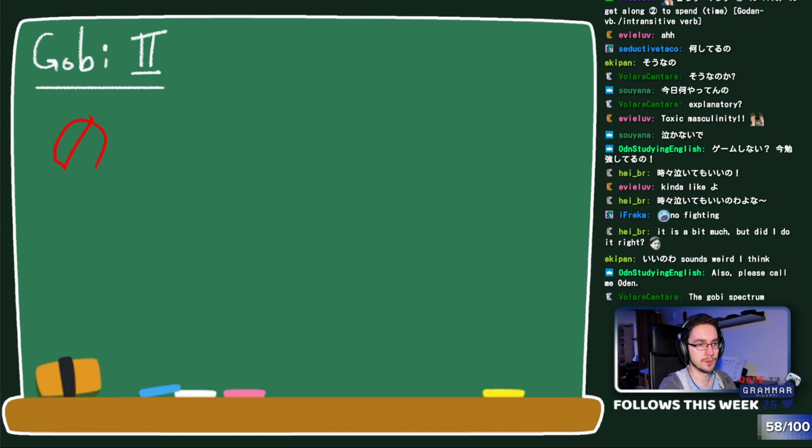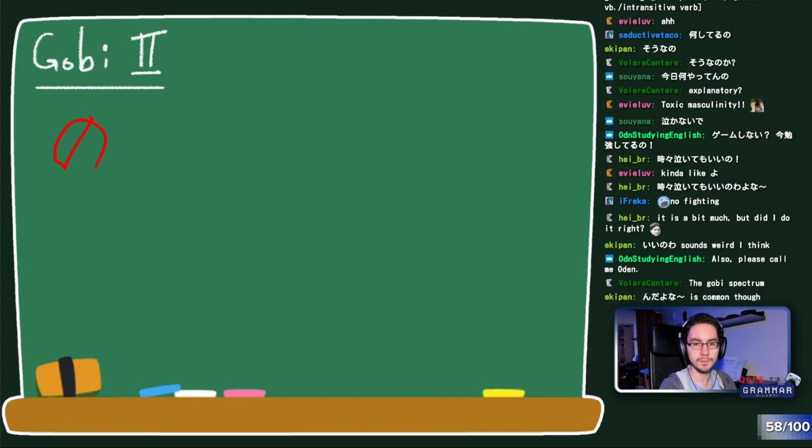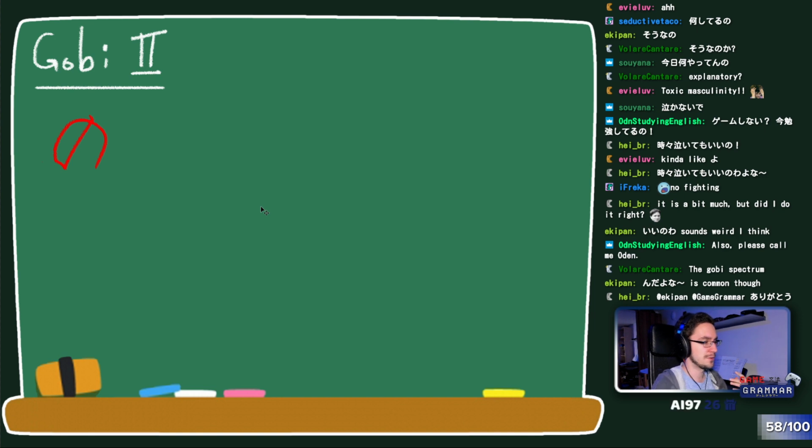The Gobi spectrum, exactly. Okay, here's another good one. んだよな. It's common though. Yeah, you wouldn't say Noah generally, because that sounds a lot like you're trying to use it as a relative clause. Noah works, but it sounds more like you're trying to say clause Noah, and then you want to keep going as far as the pattern is concerned. But yeah.